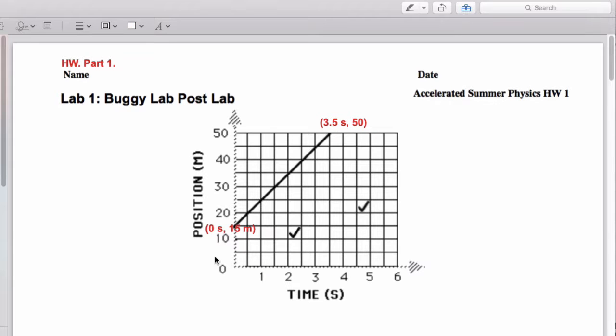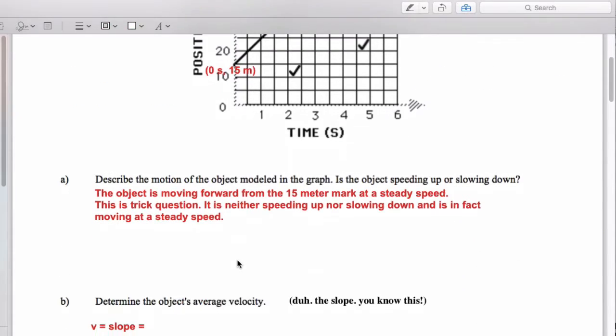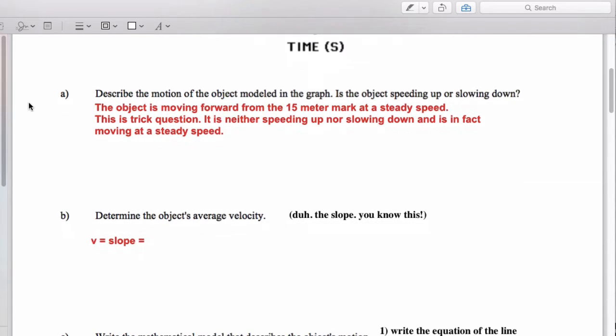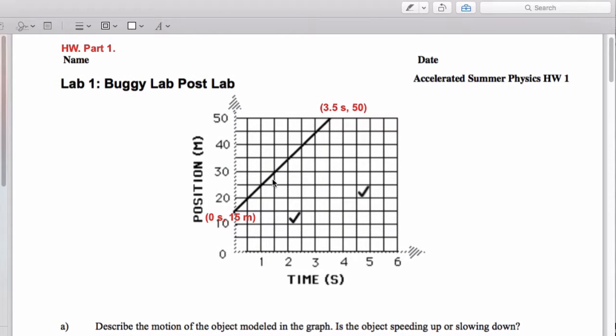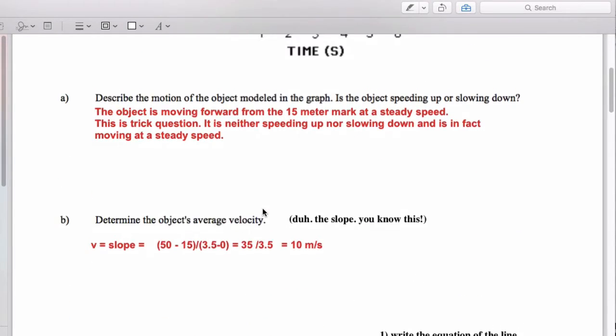And now we can go ahead and actually calculate the rise over the run, which will be 50 minus 15, that's the rise part of the calculation, divided by the run part, which is going to be 3.5 minus 0. And so this ends up being 35 over 3.5. So I'm actually getting a speed of 10 meters per second, which is a very nice number, honestly, to end up getting for a speed.